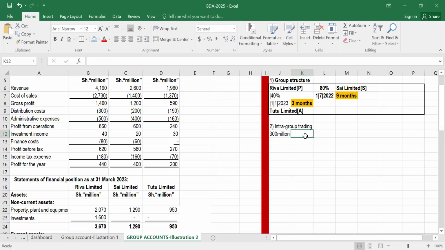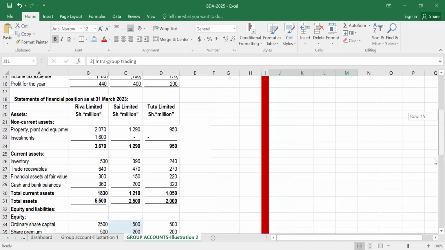So this one, number one, we're going to deduct from the group revenue. Number two, we also deduct this from the group cost of sales. So therefore, these are the two adjustments which are required as far as that transaction is concerned.